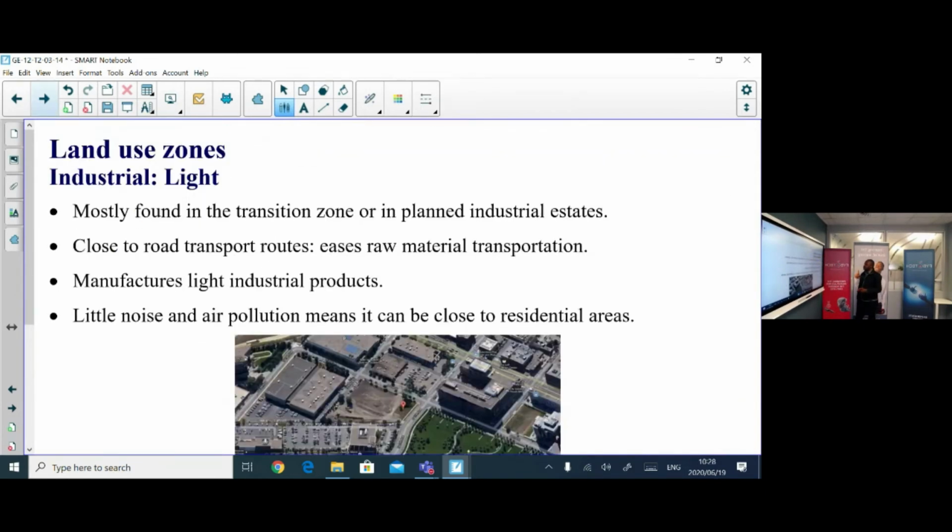Then we look at the land use zones, the industrial, and we talk of the light, mostly found in the transition zone or in planned industrial. It is close to the road transport routes, which eases raw material transportation, and manufactures light industrial products. Little noise and air pollution means it can be close to residential areas.